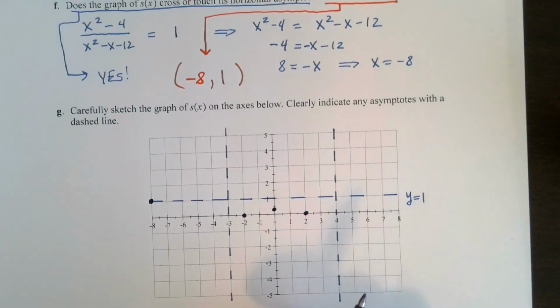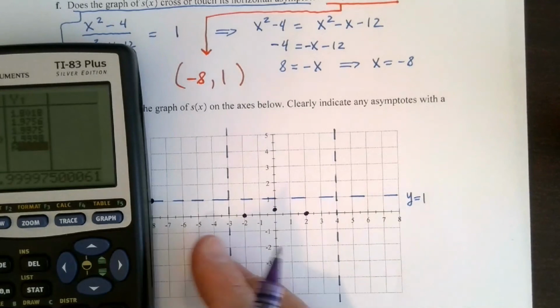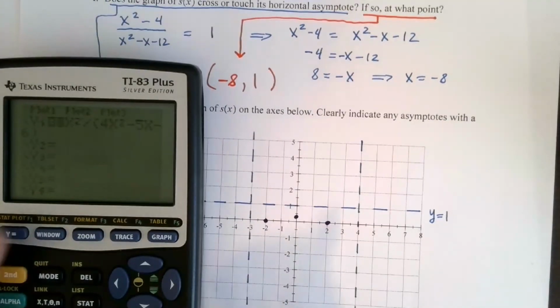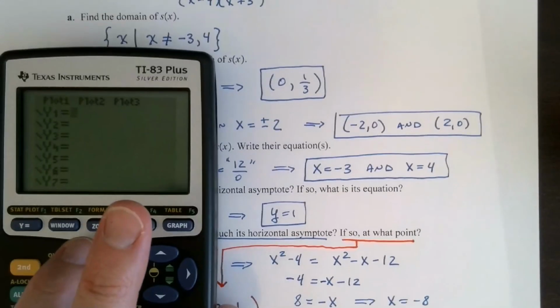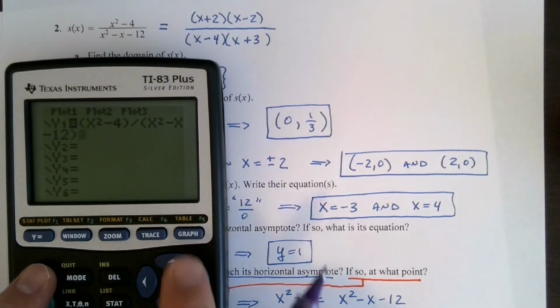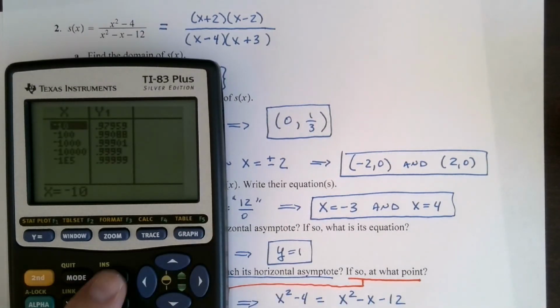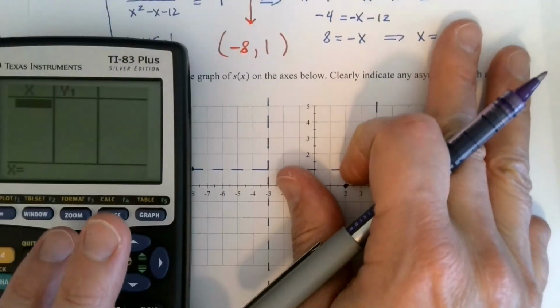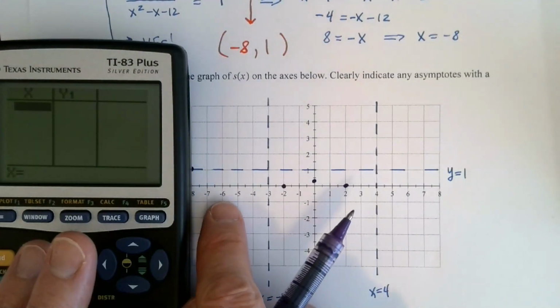So I'm going to use the calculator to help us plot some points. I'm going to go to y equal and just enter in this function again real quick. x squared minus 4 divided by x squared minus x minus 12. Okay. Delete these entries here. Okay. So let's just see what we have for, let's try negative 6.